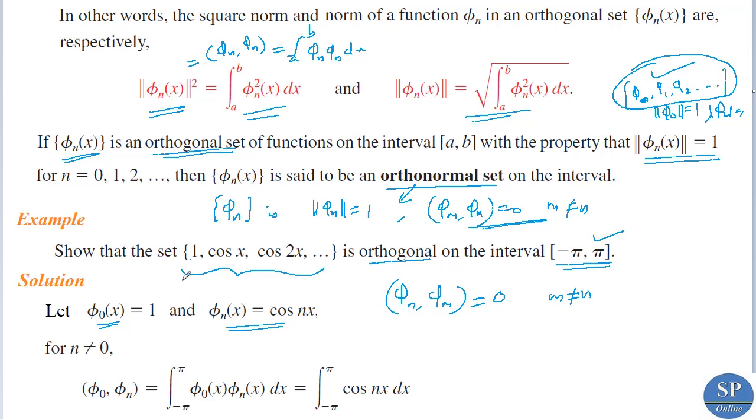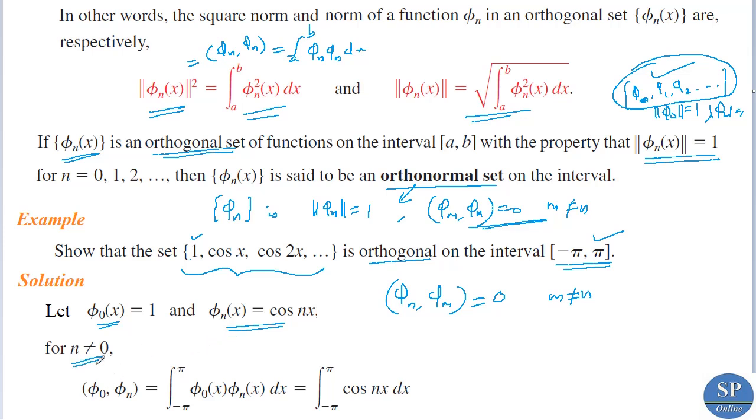So for convenience, we have taken this as 1, phi naught. First we are going to prove that the inner product of phi naught with phi n is equal to 0. That is, the inner product of 1 with cos x, 1 with cos 2x, 1 with cos 3x, etc. equals 0. That is what we are going to prove first.